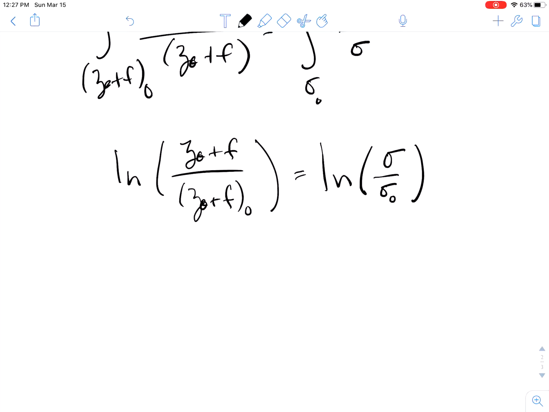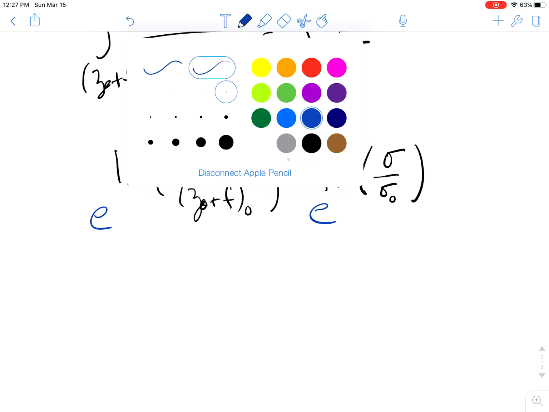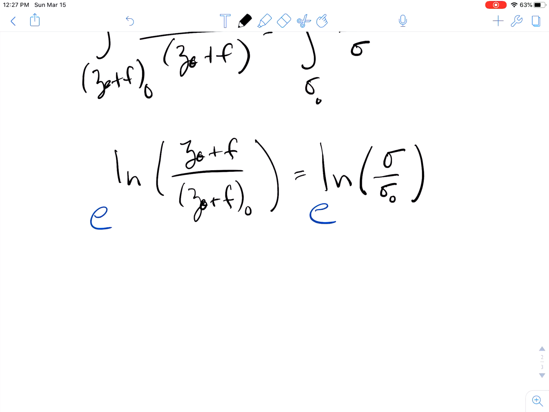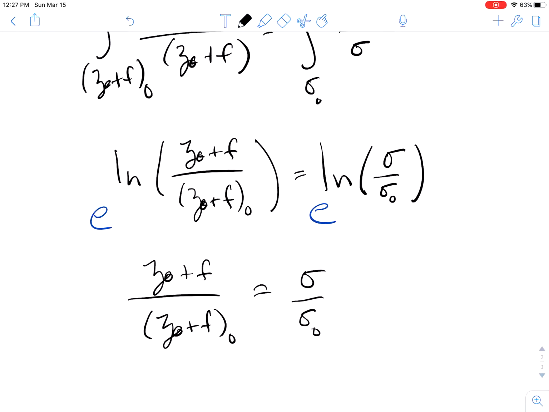That's correct. We're going to use the exponential, and so we can then go ahead and raise each side to the e. We're just going to get rid of our natural log, which will allow us to come back and say zeta theta plus f over zeta theta plus f naught equals sigma over sigma naught.